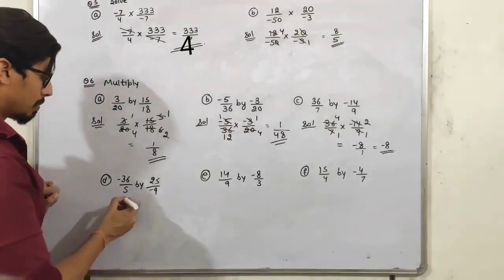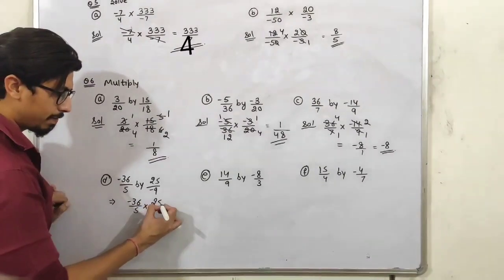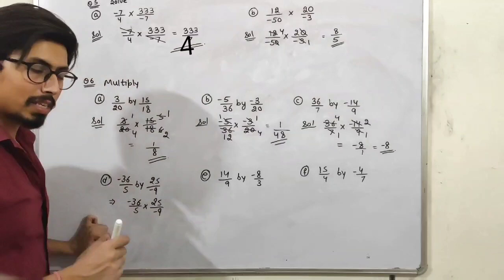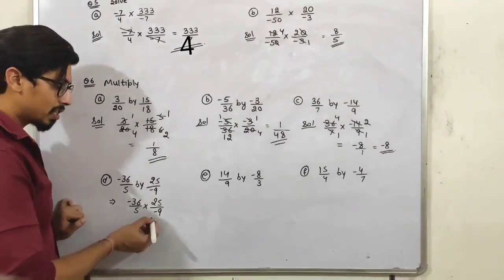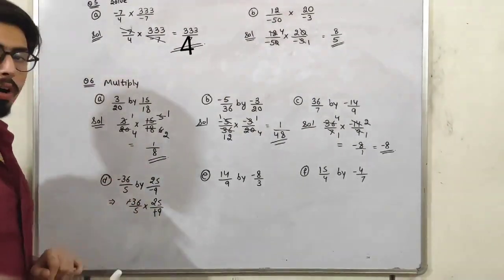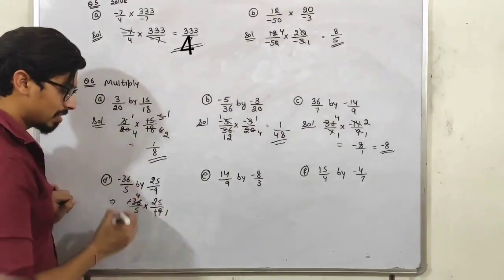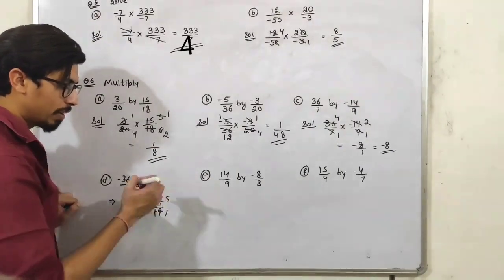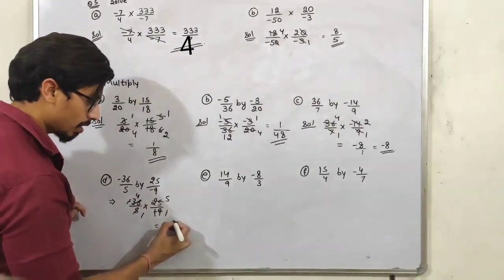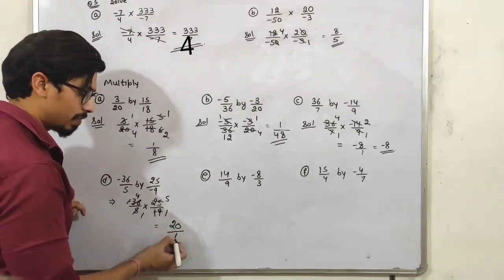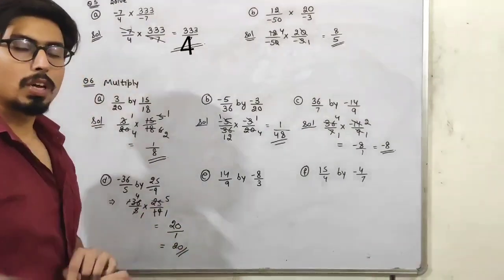So the next part is to multiply minus 36 by 5 with 25 by minus 9. See students, the minus is in the numerator and minus is in the denominator as well, so we can cancel them out. Now 9 ones are 9, 9 fours are 36. 5 ones are 5, 5 fives are 25. Now in the numerator we have 5 and 4, so 5 fours are 20 upon 1 and 1. 20 by 1 is 20. So the answer is 20.